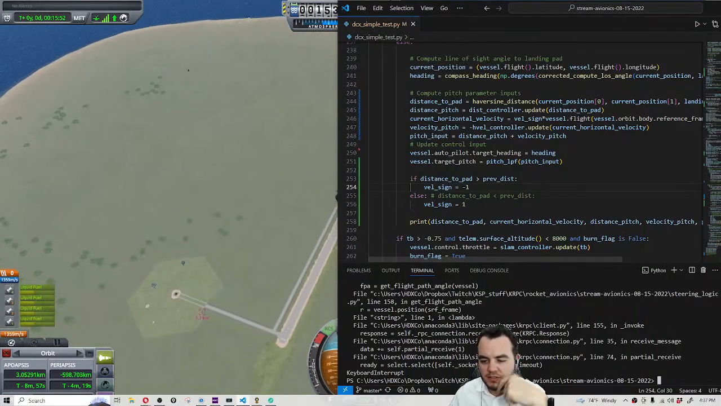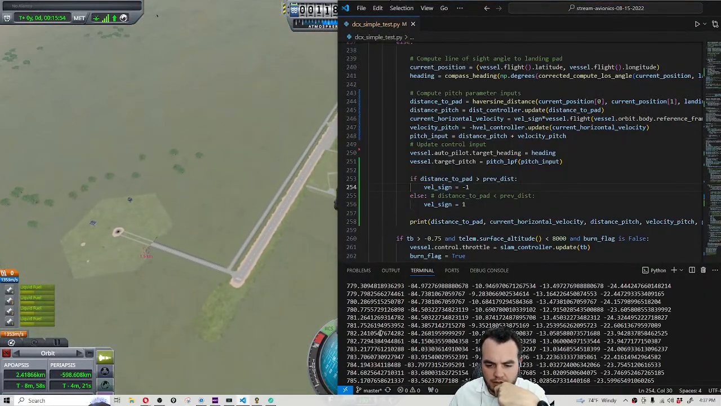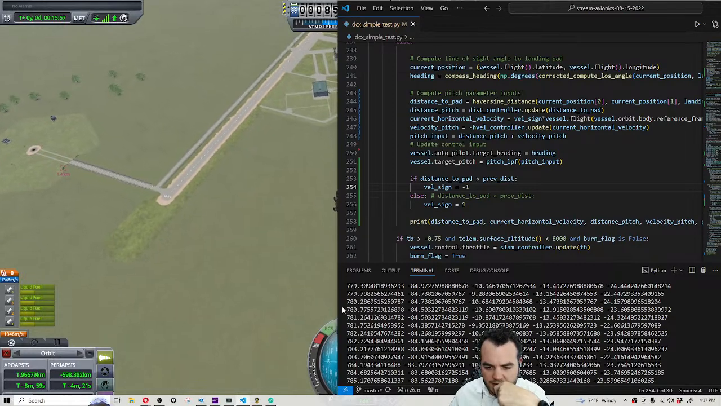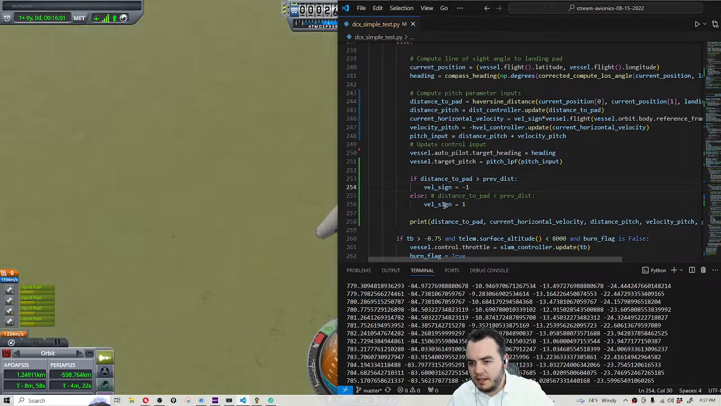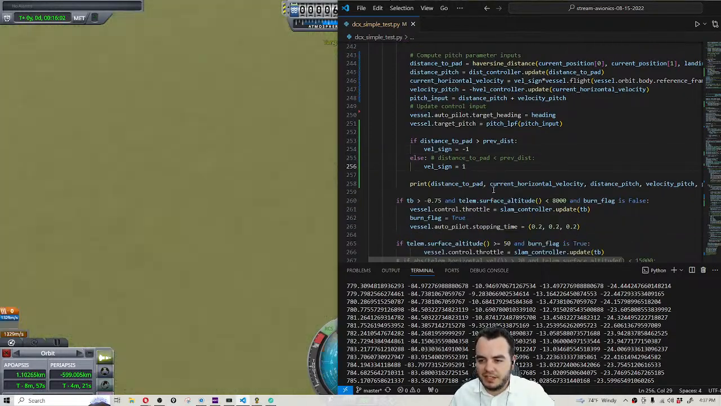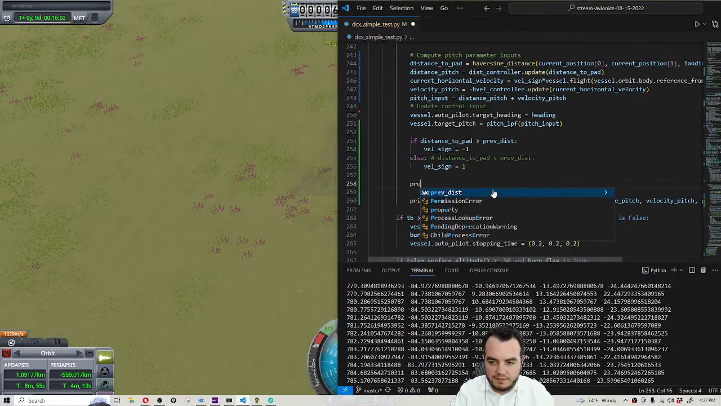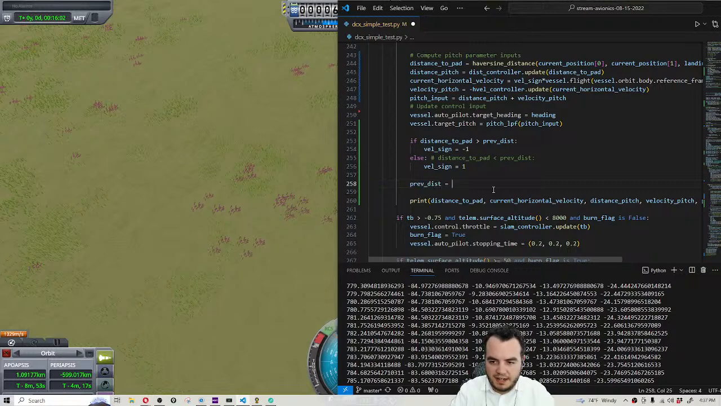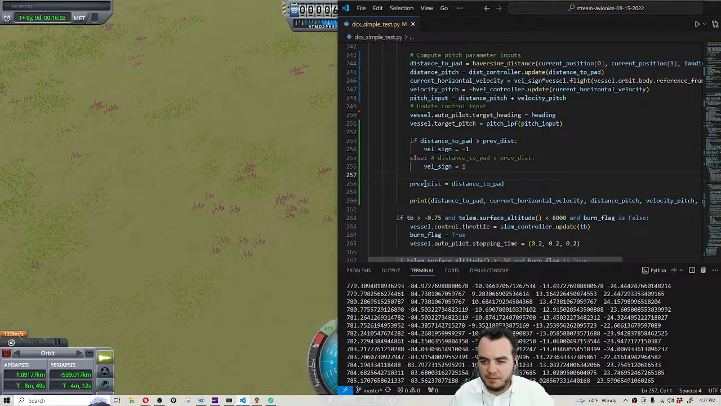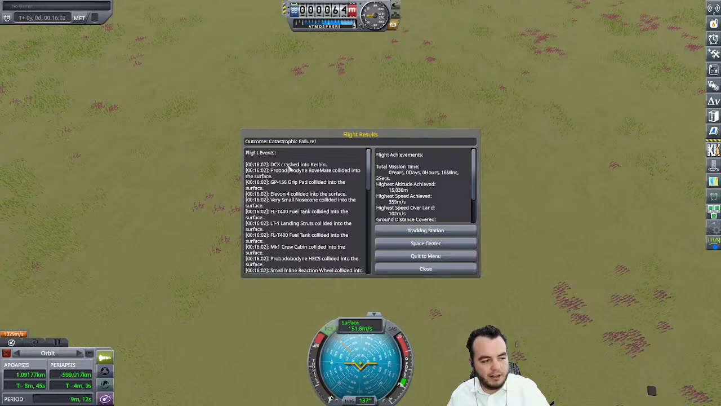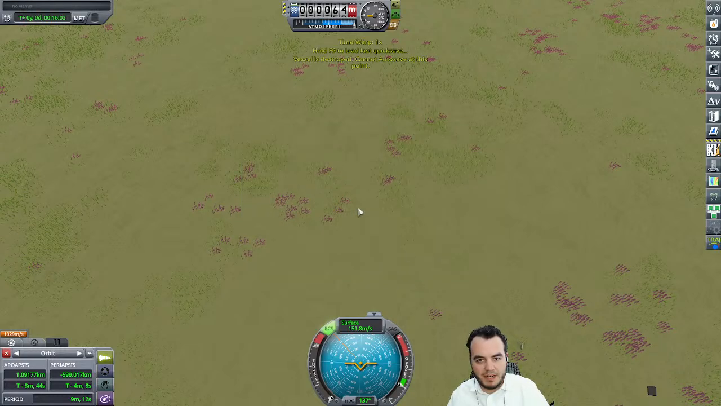I want to see what this is doing here. So this is obviously... Did I update it? Oh my god, I'm so silly, chat. Previous distance isn't getting updated. There we go. Previous distance should now be equal to distance to pad. That would probably help. So we actually weren't updating our sign ever. Silly me.